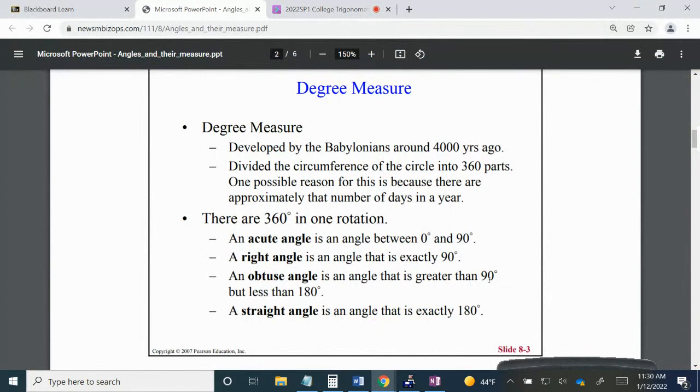Next, we have an obtuse angle, which is an angle greater than 90 but less than 180 degrees. And lastly, we have a straight angle, which is exactly 180 degrees.